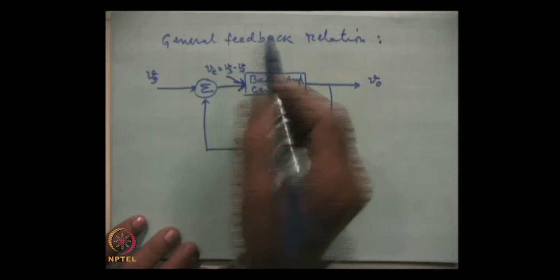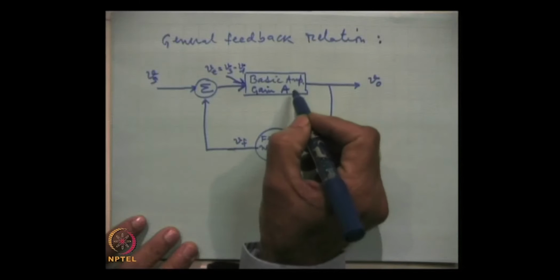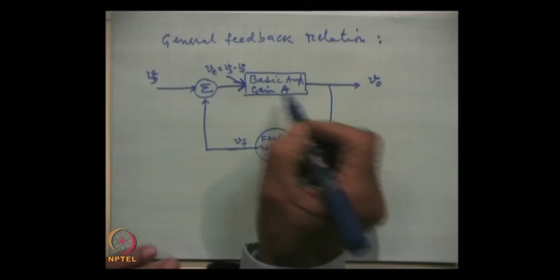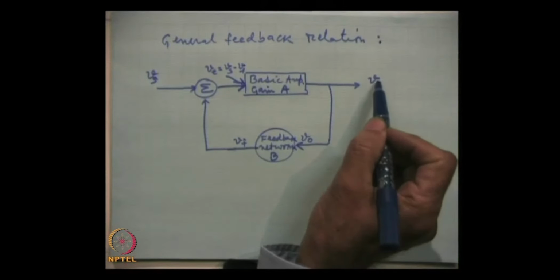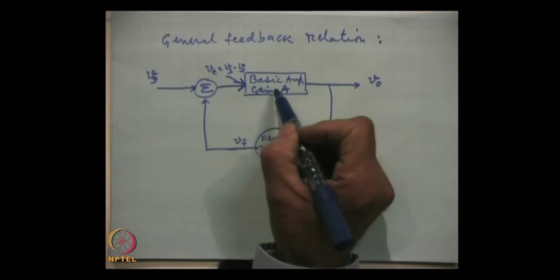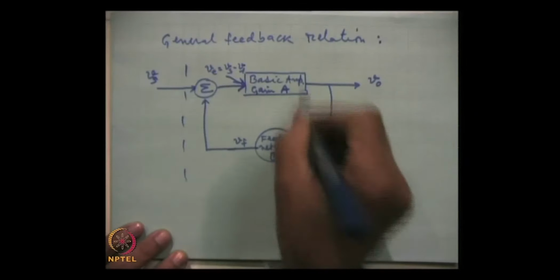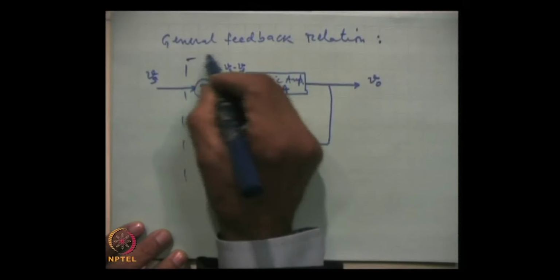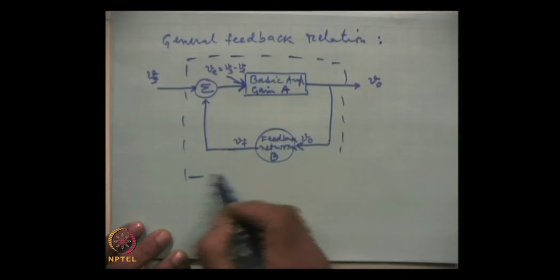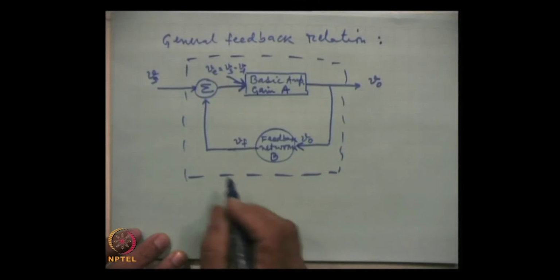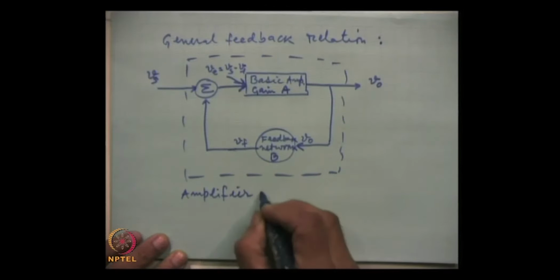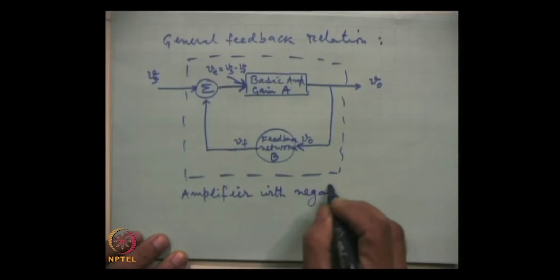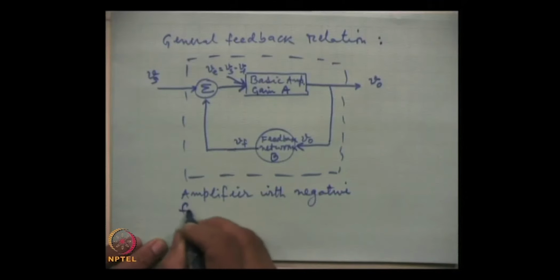Now, this is the basic amplifier which has open loop gain A, and since we are considering a voltage amplifier, A will be the ratio of the output to the input of the amplifier, and this whole, when we incorporate the negative feedback, is the amplifier with negative feedback.